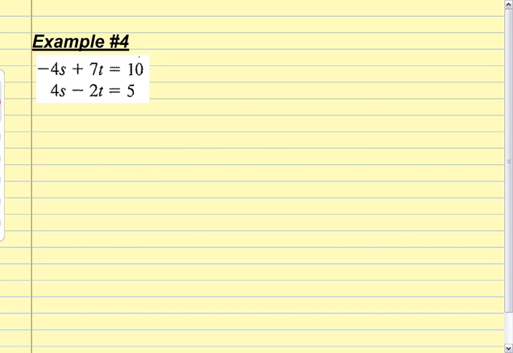Okay, well, that means to make them cancel out, I need to add them together, because negative 4 plus 4 cancels out. All right? So I know that for this one I'm adding. Let me copy the problems down again. So I've got negative 4s plus 7t equals 10, and 4s minus 2t equals 5.